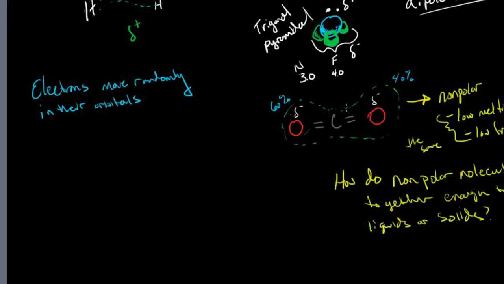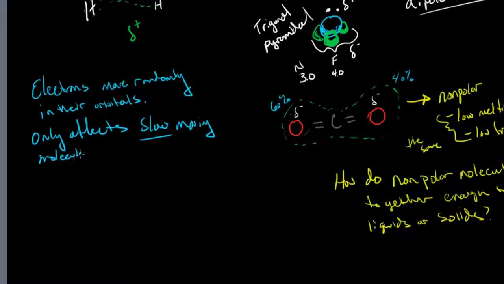This momentary attraction, this whiff of each other, occurs when we have this imbalance in electrons. But the only way it really affects the motion of these molecules, or the way it becomes an intermolecular force, is if they're moving slowly. It only affects slow-moving molecules. But when the molecules start getting slower and slower, this effect starts to take a larger and larger effect.